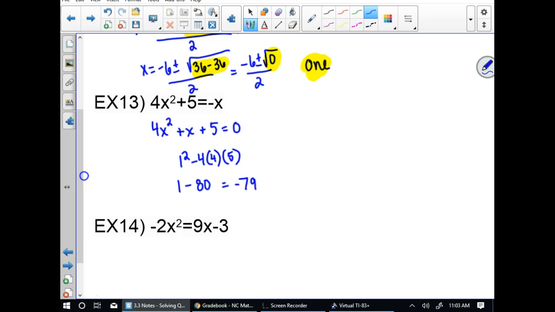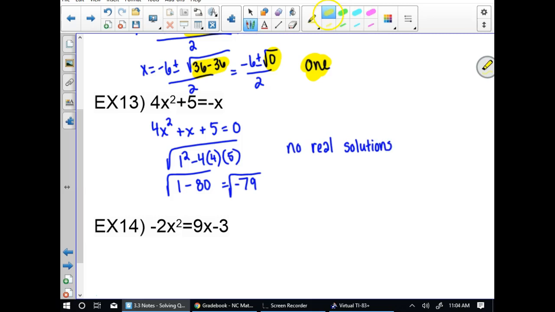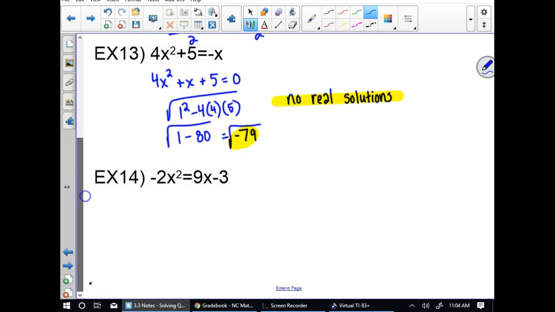So when I get a negative, this would all be under the square root if it were in the quadratic formula. What do I have? That means you have no real solutions. And we're actually, on Monday, going to learn what to do when we have no real solutions, because we can do something with them. All right, 14 is our last one.